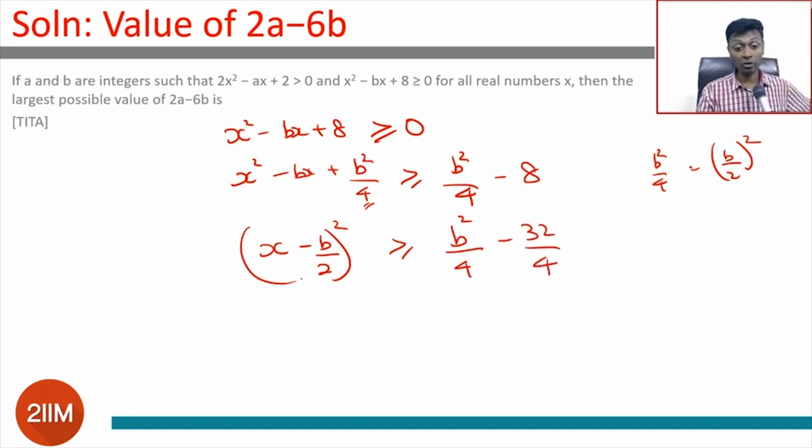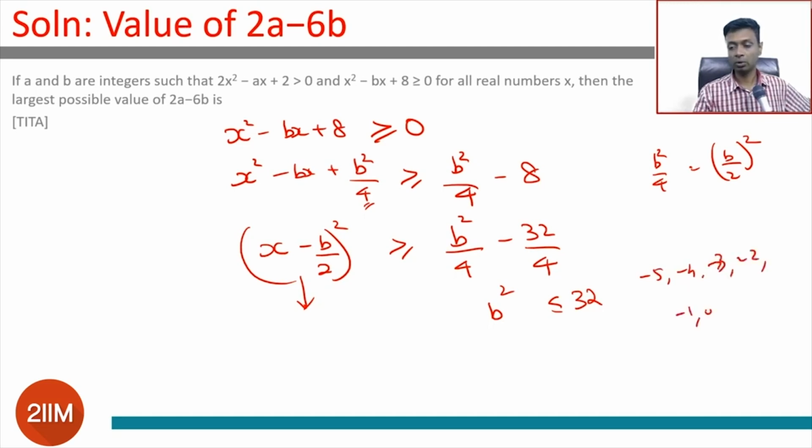Remember, this always holds good for all real values of x. That means b squared should be less than or equal to 32. Here it is less than or equal to, but that doesn't matter because we're looking only at integers. That means b can go from minus 5 to 5. But if it's greater than 5, b squared will become a minimum of 36. If it's less than minus 5, it will be a minimum of 36 again. So minus 5, minus 4, minus 3, minus 2, minus 1, 0, 1, 2, 3, 4, 5. All of these will work.